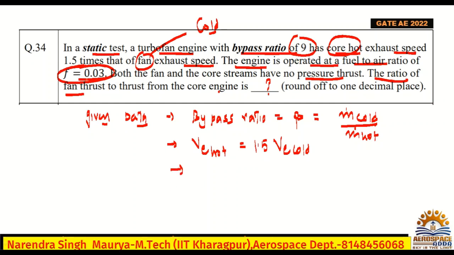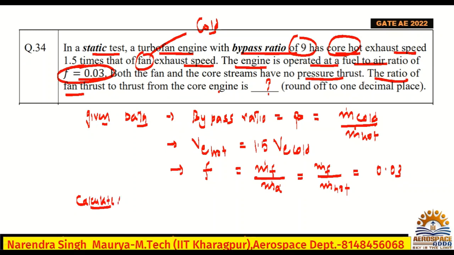Third, they have given the fuel to air ratio. Fuel to air ratio is denoted by small f, and it is nothing but the mass flow rate of the fuel divided by the mass flow rate of the air. Obviously that fuel is injected in the combustion chamber where you get hot air. So this is m dot f, and instead of m dot a I will write m dot hot, because in the combustion chamber we have hot air. This value is given as 0.03.